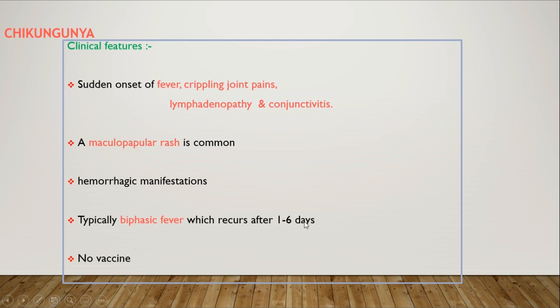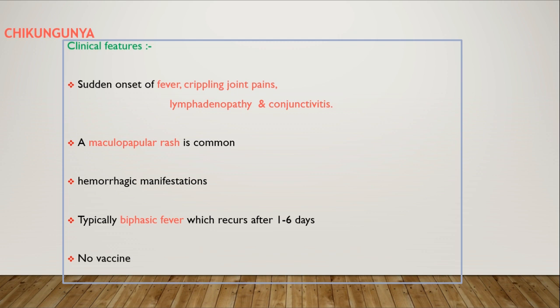It's a recurrent viral infection, and there is no effective vaccine available for this viral infection. And the major risk groups include newborn babies, older people above 65 years of age, and people with hypertension, diabetes, and heart disease, who have a high risk of getting severe complications associated with chikungunya virus.